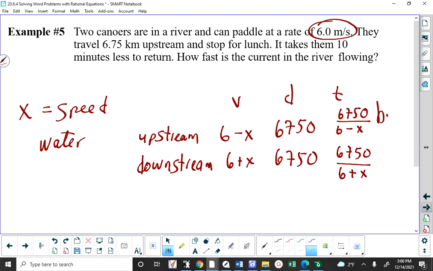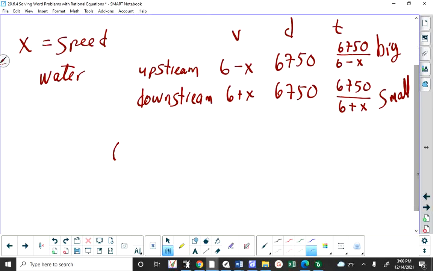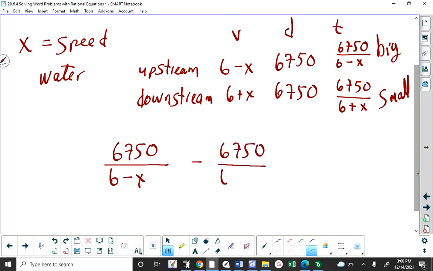This is bigger. This is a big time. This is a small time. Mathematically, this is bigger because you're dividing by a smaller number, so you get a bigger result. Physically, it's bigger because when you travel upstream, it takes you longer. So if you do it my way, it's 6750 over 6 minus x minus 6750 over 6 plus x is equal to what?